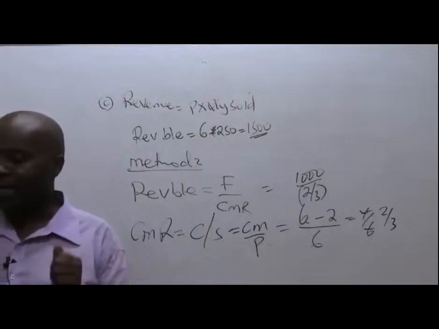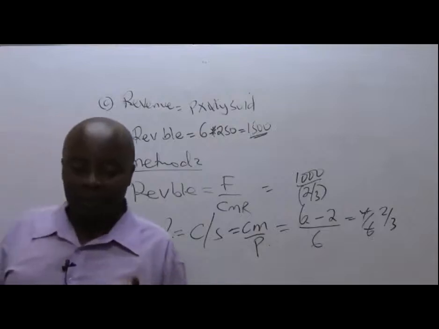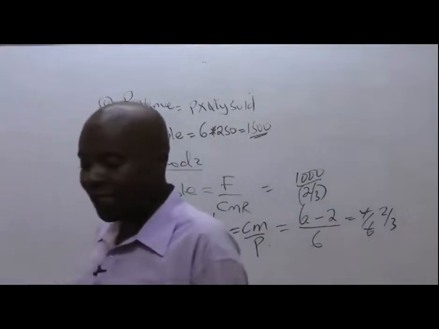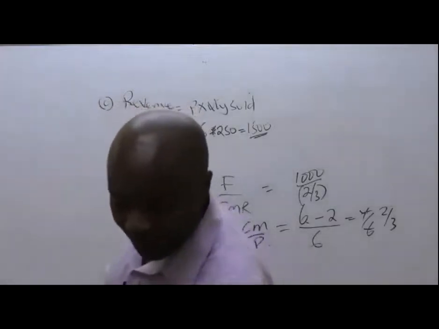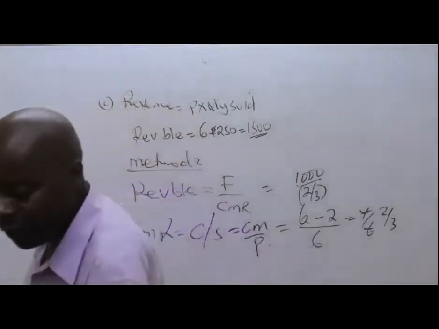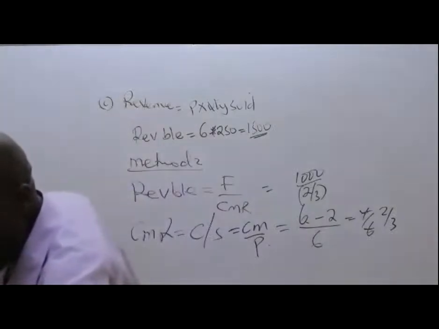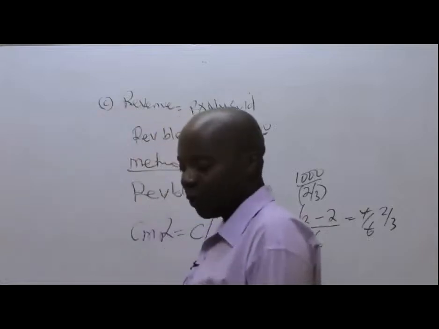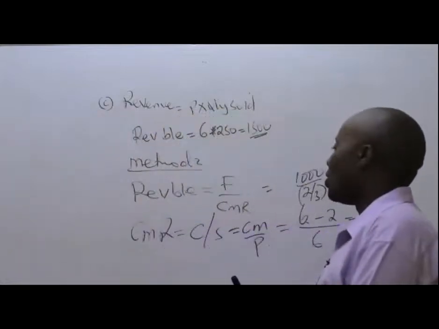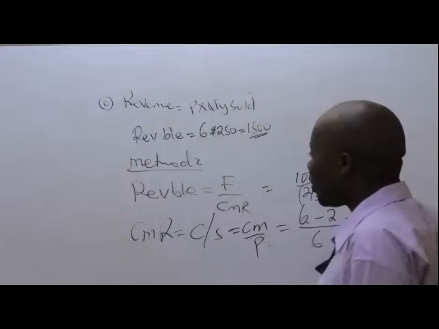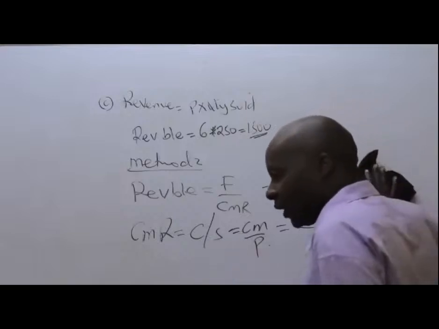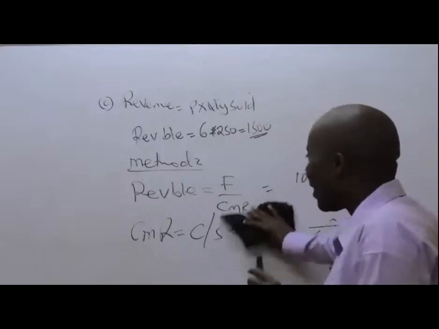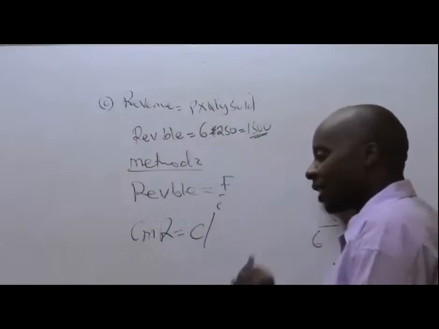So Mary, again, confirms the figure she had gotten earlier of 1,500. Thank you very much. So there are 2 ways which we'll be using to get revenue break even. I hope up to there we are clear.